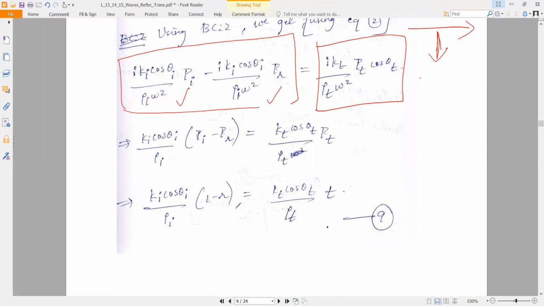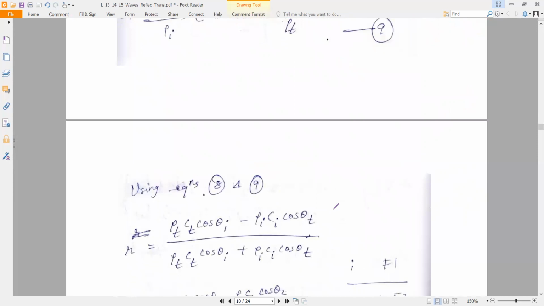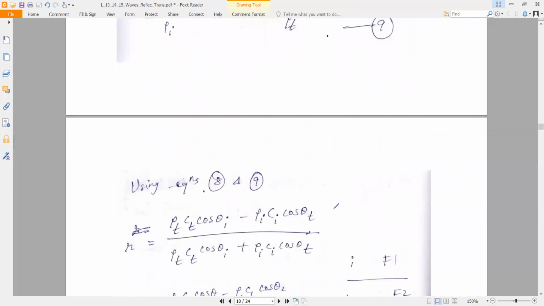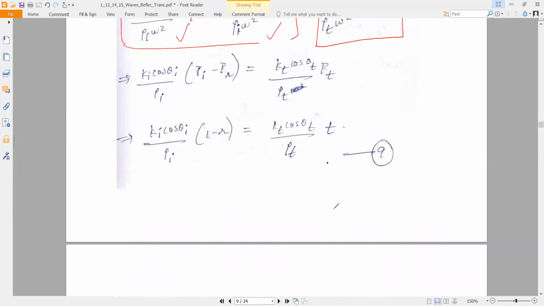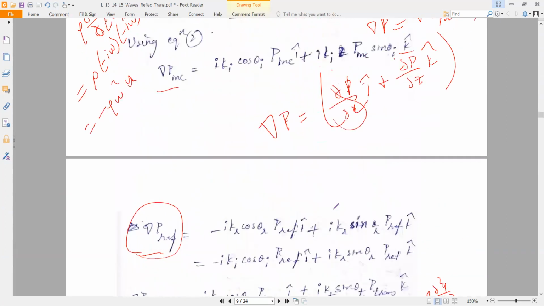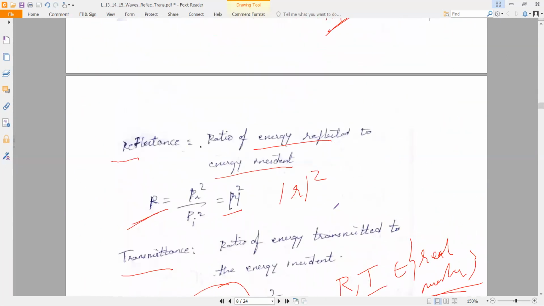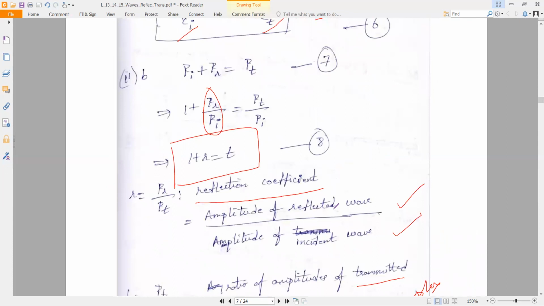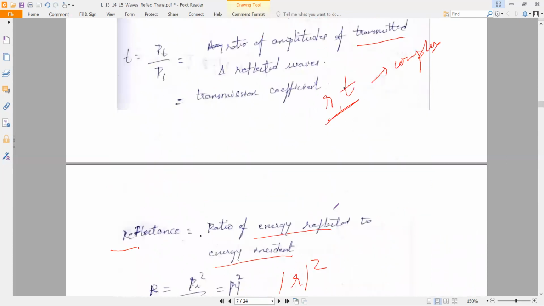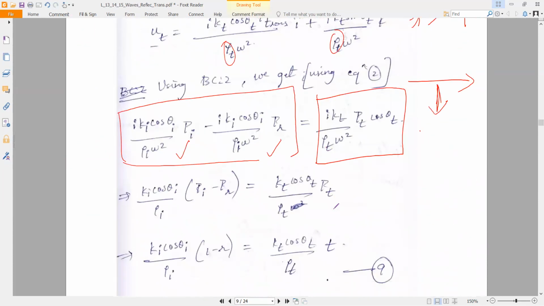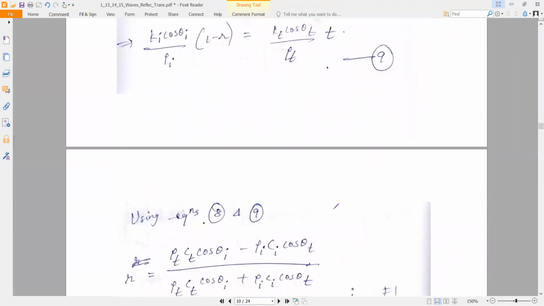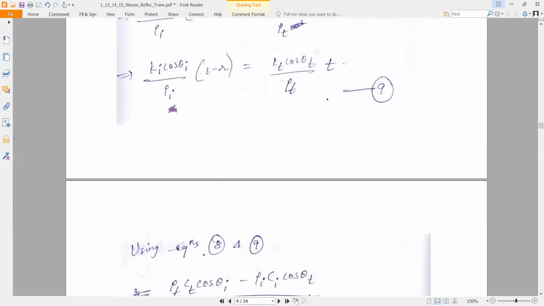What is R? P_R by P_I. T is P_T by P_I, right? So I will end up with this expression. 1 minus R is this, 1 plus R is this, right? And I'm going to solve; I have two unknowns, R and T, and I have two equations. What are these two equations? The original equation was 1 plus R equals T, which is what we got from the first boundary condition. I have 1 plus R equals T, and I have now one more expression, 1 minus R times a particular term, and 1 in terms of T.